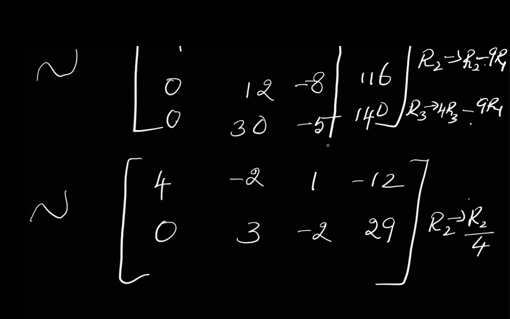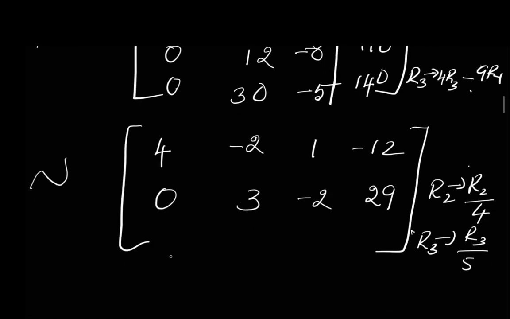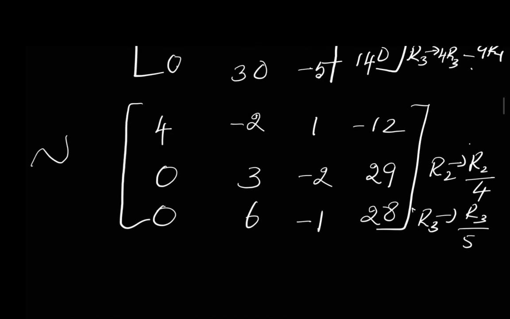And look at the third row, 5 is the common factor. So R3 elements I divide by 5. So R3 by 5. Just we reduce the value of the elements. 0, 6 5s are 30, minus 1 and 5. 2 5s are 10, 8 5s are 40.